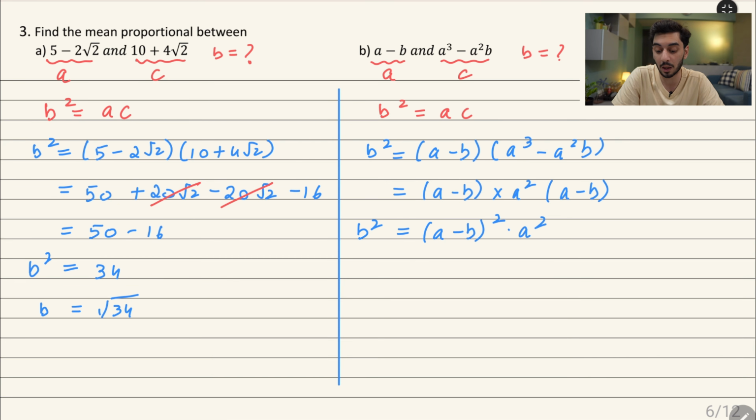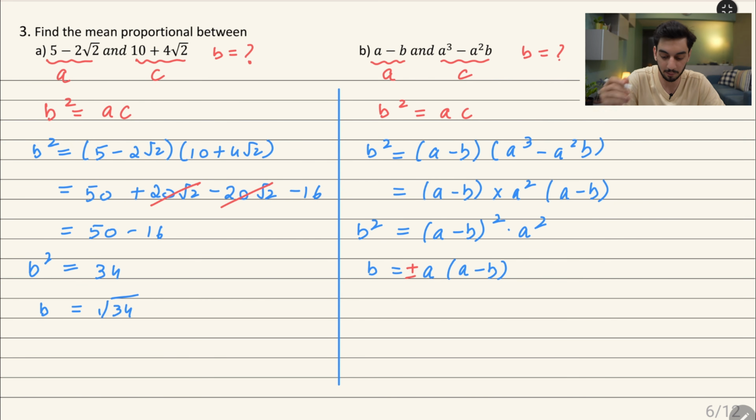Now I don't need B square, I need the value of B. So B would be just square root of all of these things. So all the squares just vanish away. So it would be A times A minus B. Now obviously I can write a plus or a minus over here. It would be the same thing.